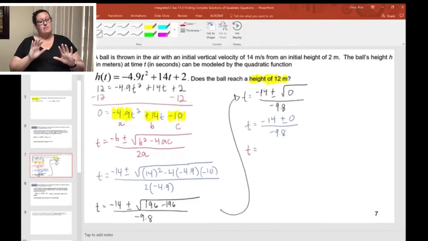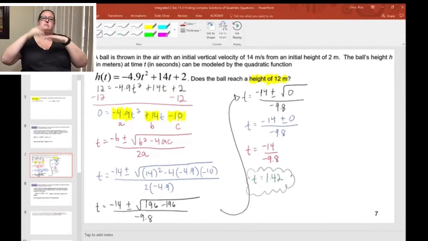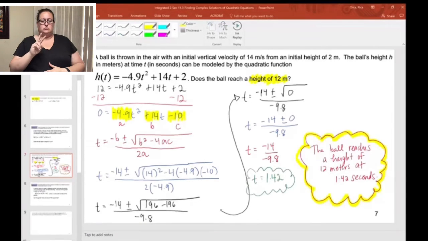Class, that's T, which is equal to negative 14. Negative 14 plus 0 is just negative 14, and negative 14 minus 0 is still negative 14, so I'm not going to split that up. Divided by negative 9.8, and when you type negative 14 divided by negative 9.8 into your calculator, that's 1.42. So now let's make sense of the problem. Does the ball reach a height of 12 meters? And the answer is yes. The ball reaches a height of 12 meters at 1.42 seconds.